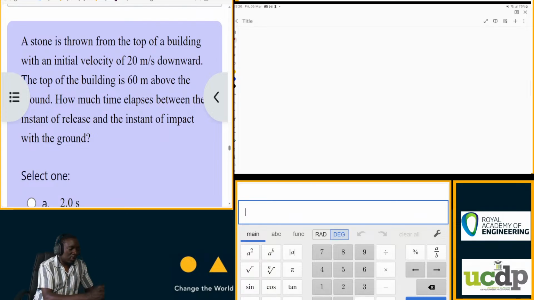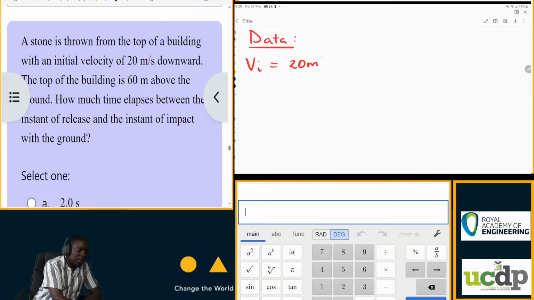So we have a projectile motion in this case. What is the given information from this question? We have to collect that data. What do we know? So the first thing, initial velocity, v_i, is 20 meters per second. And remember, this is a vector, so the directions become important. In this case, it says downward. So we have taken the downward motion to be positive.